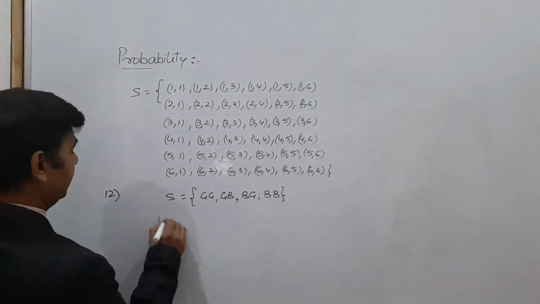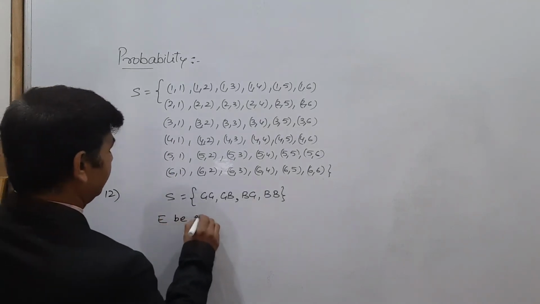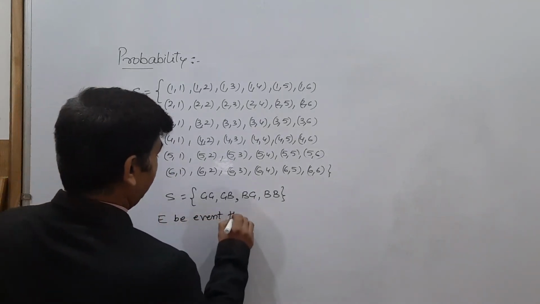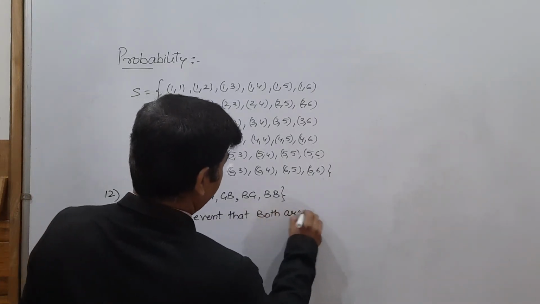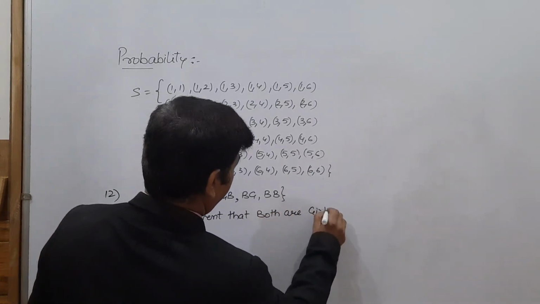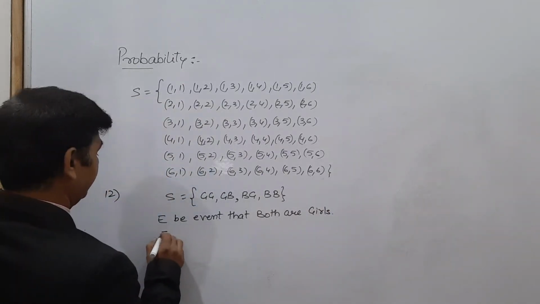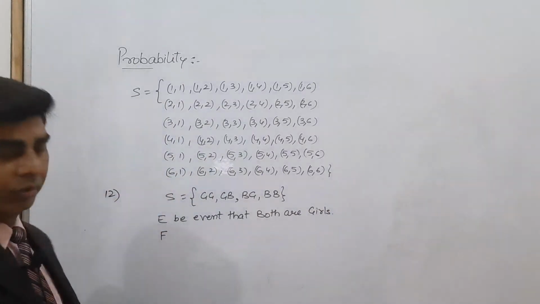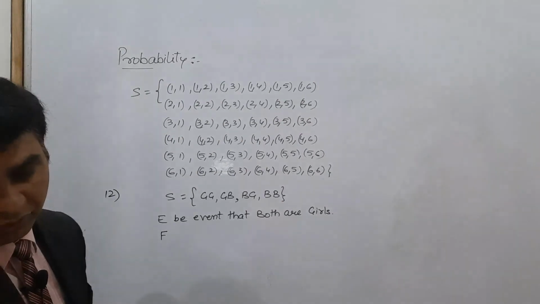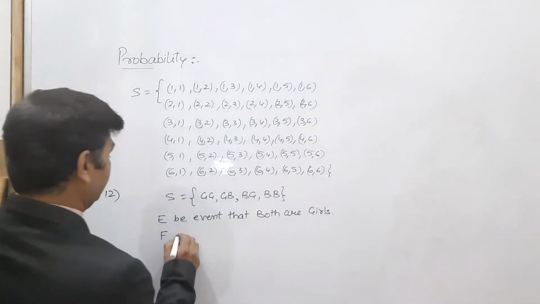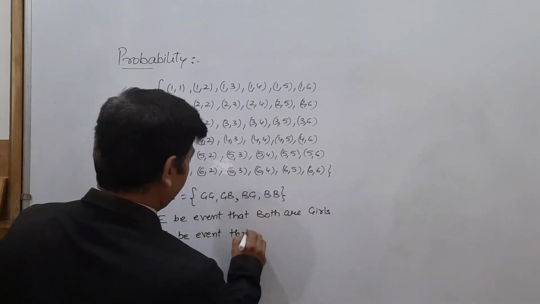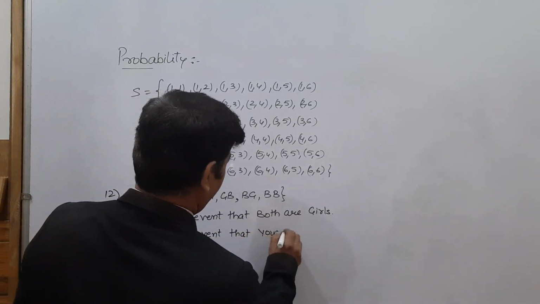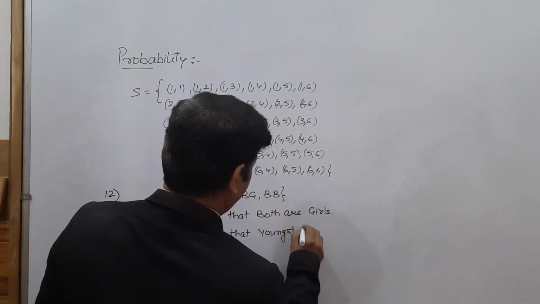So let E be the event that both are girls. We need to find the probability for this. And what has already occurred? The event F has already occurred, which is given: the event that the youngest is a girl. Youngest is a girl.